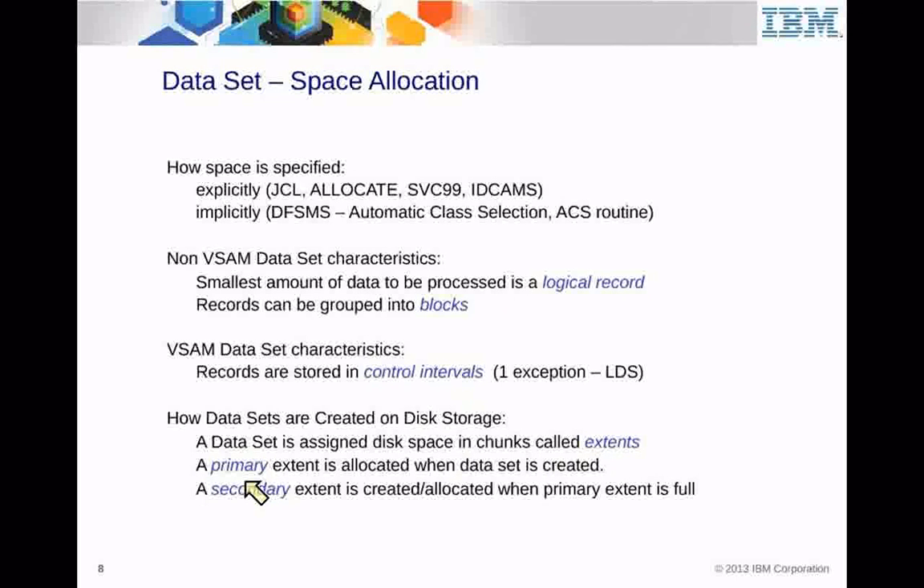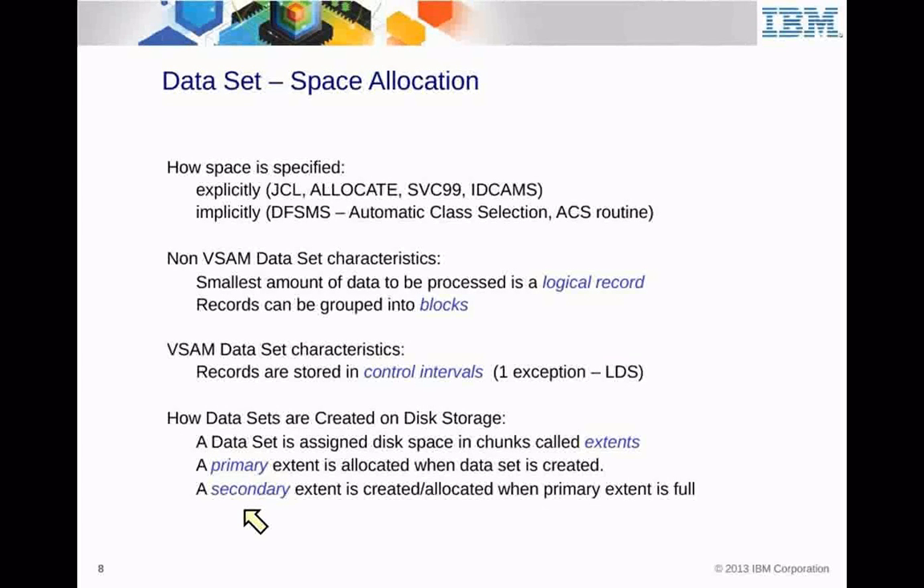Every data set has a primary extent. Once that primary extent is full, then you can get a secondary extent. So when you allocate space, you can say my primary extent is so big, and my secondary extent has a size. When the primary extent is full and you get a secondary, you get a secondary. If that secondary fills up, you get another secondary.